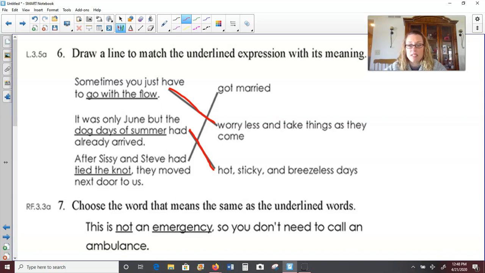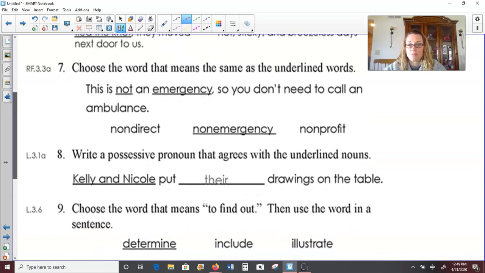After Sissy and Steve had tied the knot, they moved next door to us. When someone has tied the knot, it means they got married. So maybe you have heard some of those expressions before, and if not, now you can use them.